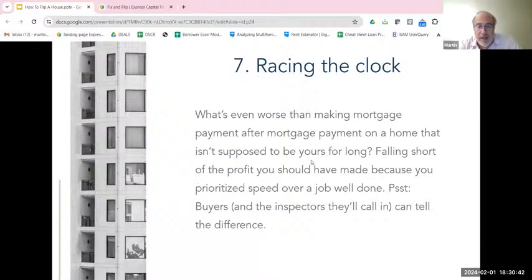Racing to the clock. This is a very important aspect: you don't ever want to rush your job, because falling short of the profit you should have made because you prioritized speed over a job well done is not a good idea. Just some insight on this for more clarity. Whatever the rehab costs you, sometimes you've got a day job, you've got to run back to work. You don't want to spend three hours with the contractor. Yeah, just do it, just do it.